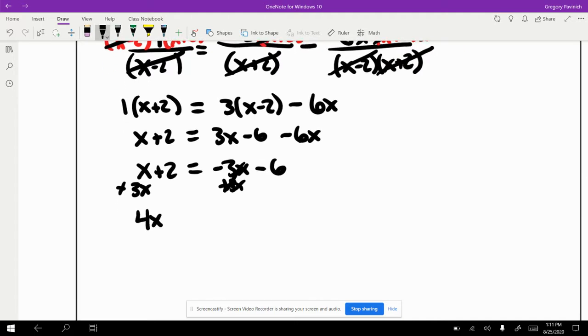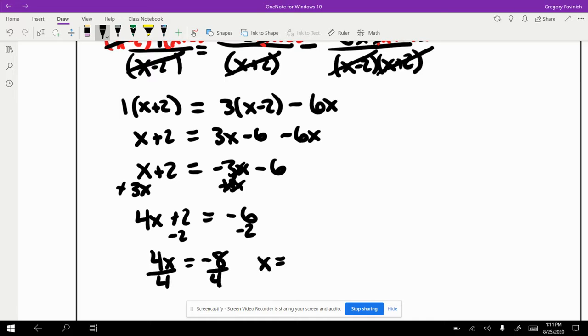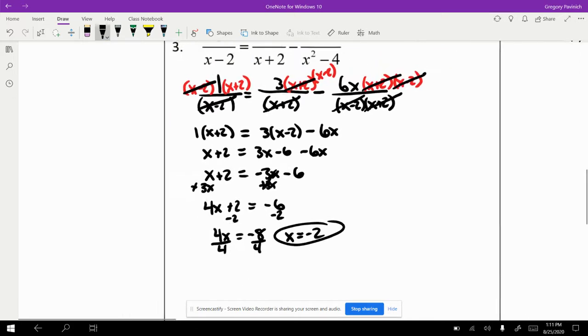4x plus 2 is equal to negative 6x. Subtract a minus 2. Divide by 4. And I get negative 2.